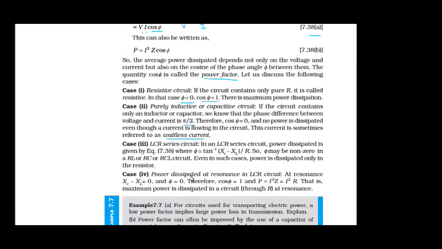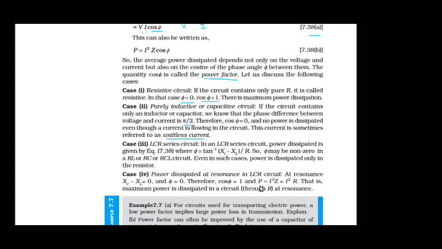Case 4, power dissipated at resonance. In an LCR circuit, at resonance, Xc - XL is equal to 0, phi is equal to 0. Therefore, cos phi is equal to 1.